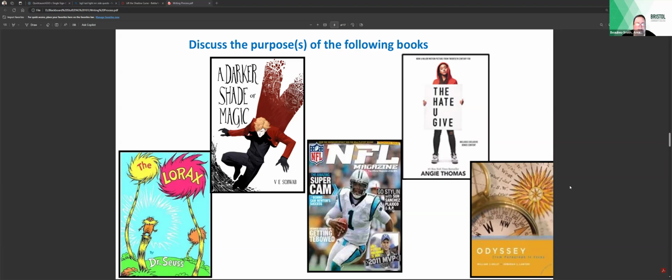So this particular book, again, entertain, but persuade is definitely a big part of this. And so is inform, informing us about these issues and also persuading us about the importance of a lot of these issues.